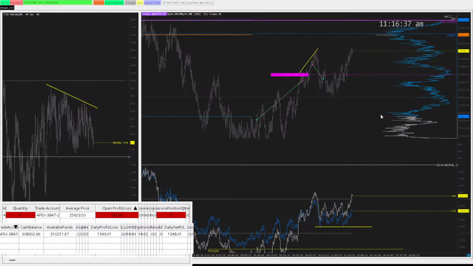This is really more of a demonstration trade than anything. I've not really seen an A+ setup today. Got a nice short out of the open. Made 700 something bucks on that one. That was nice.